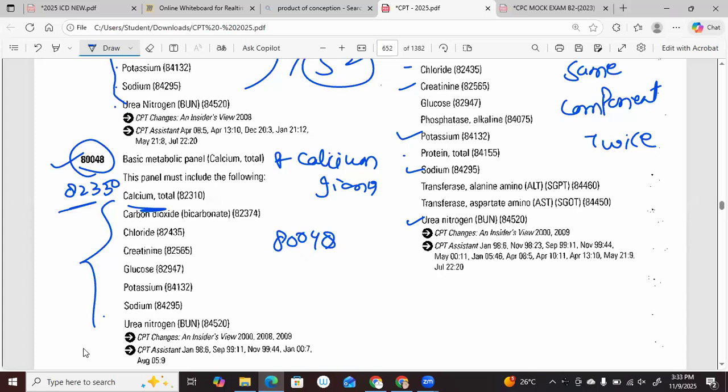And you have to make sure that you are not allowed to use modifier 52 as well as modifier 22 in conjunction with the pathology section. So the 52 and 22 modifiers are not allowed with this section.